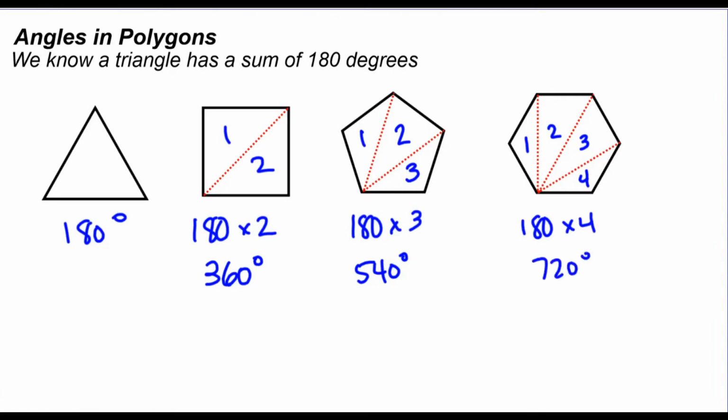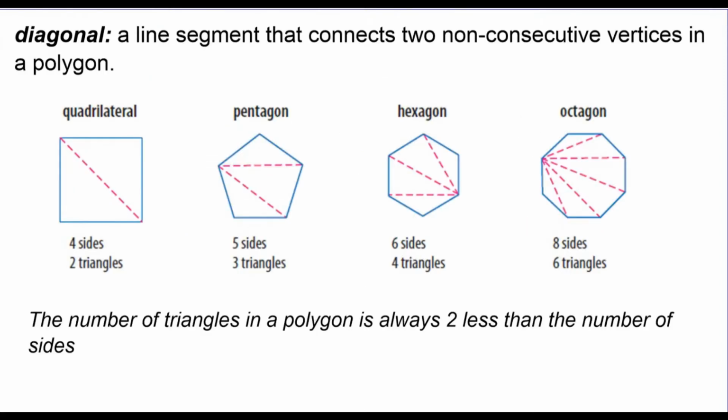So we can kind of see a pattern here. We can see how to determine how many degrees there are in a polygon by just knowing how many triangles fit inside of it. Well, how do you figure out how many triangles fit inside of it? Well, we're going to use something called a diagonal. And a diagonal is a line segment that connects 2 non-consecutive vertices in a polygon.